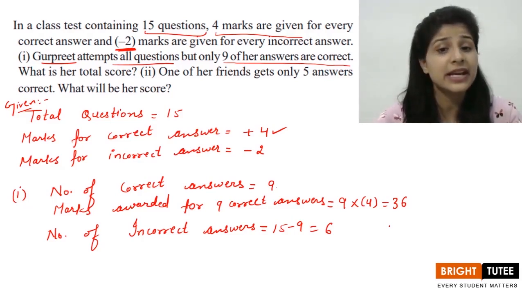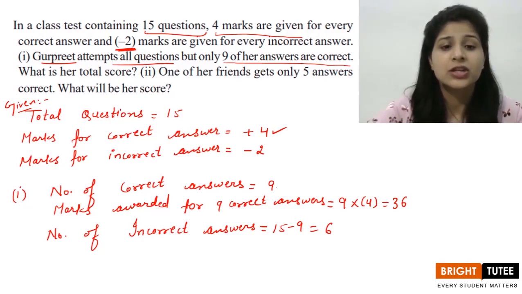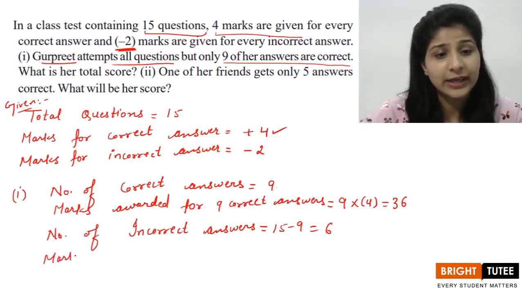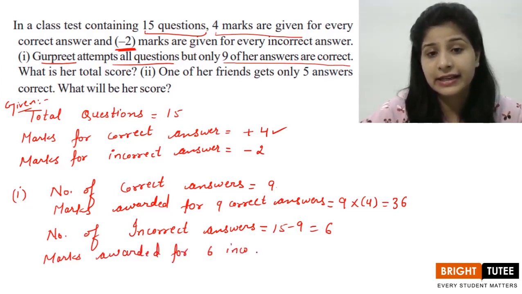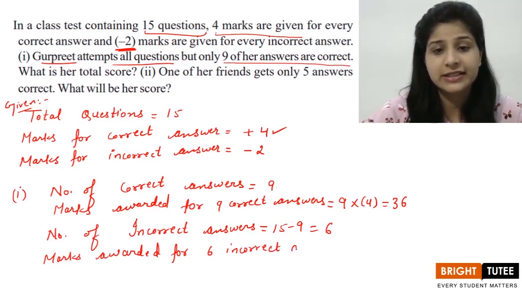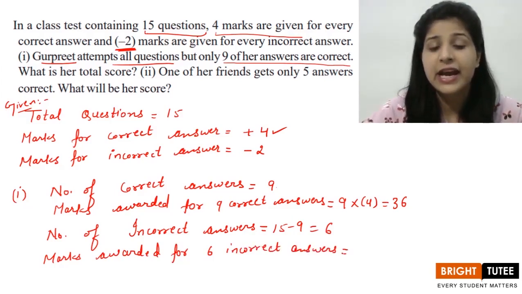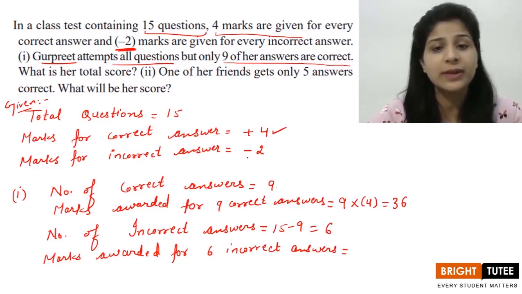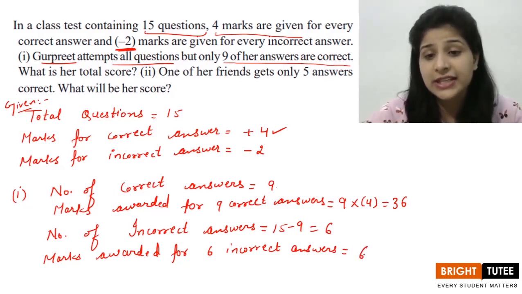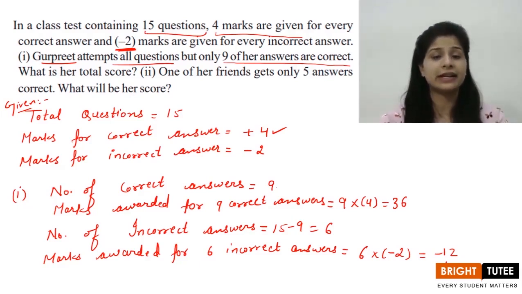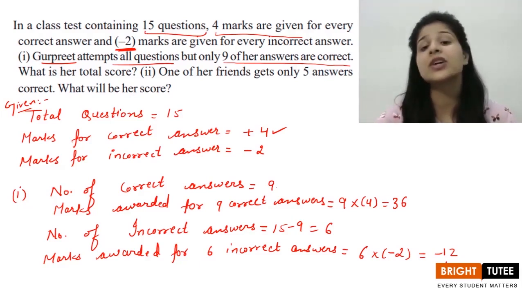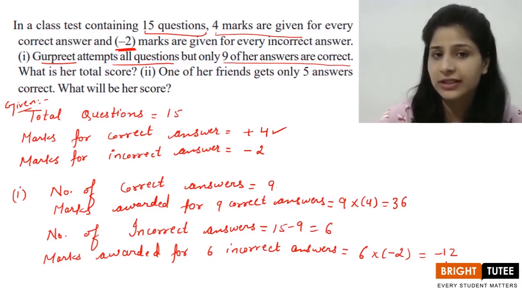But she has made mistakes in the other 6 questions. So what will be the marks awarded for 6 incorrect answers? For 1 incorrect answer she will be awarded minus 2. For 6 incorrect answers we will multiply 6 with minus 2, that is minus 12. So because of the incorrect answers she got minus 12, and because of 9 correct answers she got 36 marks.